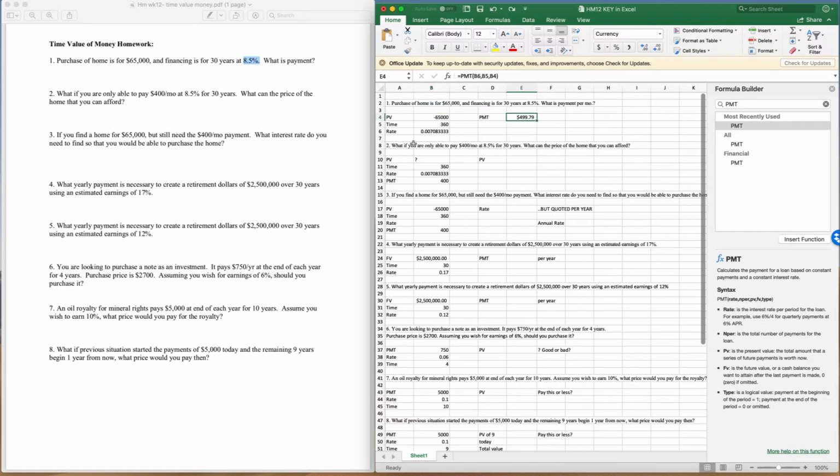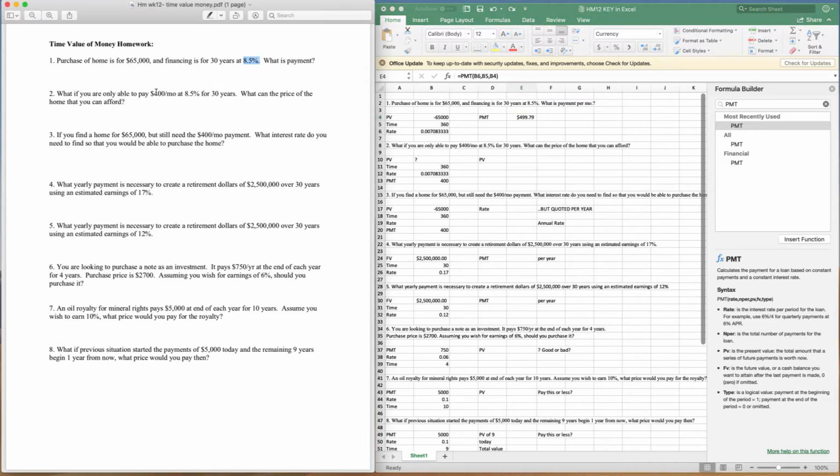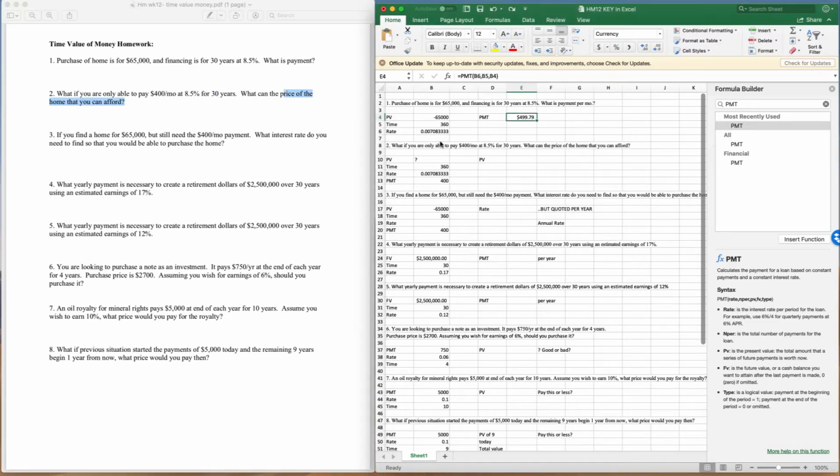What about the second one? All right, what if we can only afford a payment of $400 a month? We still have the 8.5 for 30 years. What's the price of the home we can afford? Let's say that's all we've got. Well, let's check that out. So what I did was I just copied all of my work and pasted it down here below, and then I edited it to make sure that it's going to work for me.